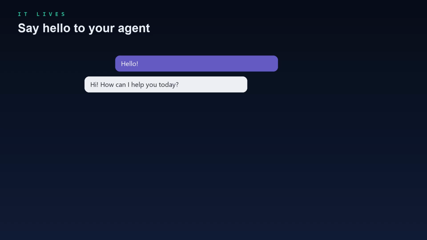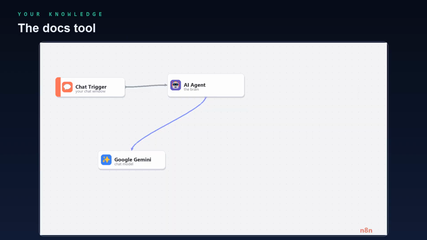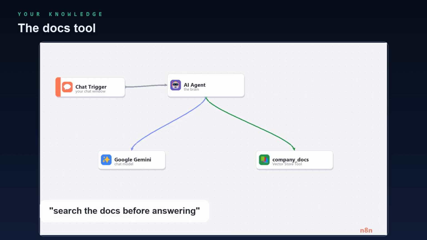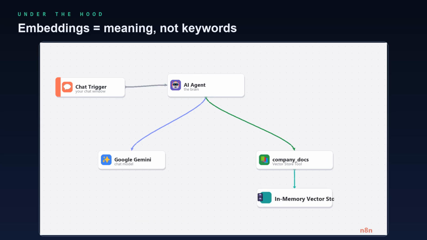But right now it only knows what the internet taught it. Let's give it your knowledge. Click the tool socket under the agent and add a vector store tool. Name it Company Docs. In the description, write, "Search the company documentation before answering any question." The agent reads that description to decide when to use the tool, so make it clear. Under the tool, attach an in-memory vector store. And under that, Gemini embeddings. Here's what embeddings do in one sentence. They turn text into meaning, so the agent can find the right paragraph, not just matching words.